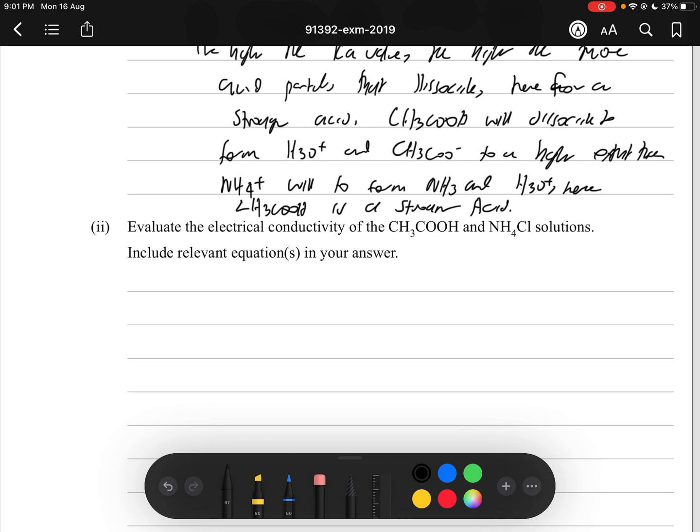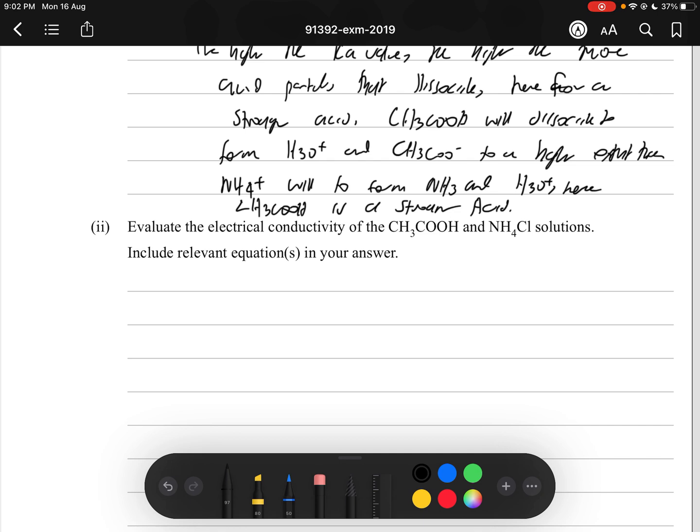Electrical conductivity depends on the relative concentration of free moving ions in the solution. NH4Cl is a solid which can dissolve to form NH4 plus and Cl minus in water. So therefore, there is a higher concentration of the free moving charged ions in the solution. Therefore, NH4Cl is going to have a good electrical conductivity.